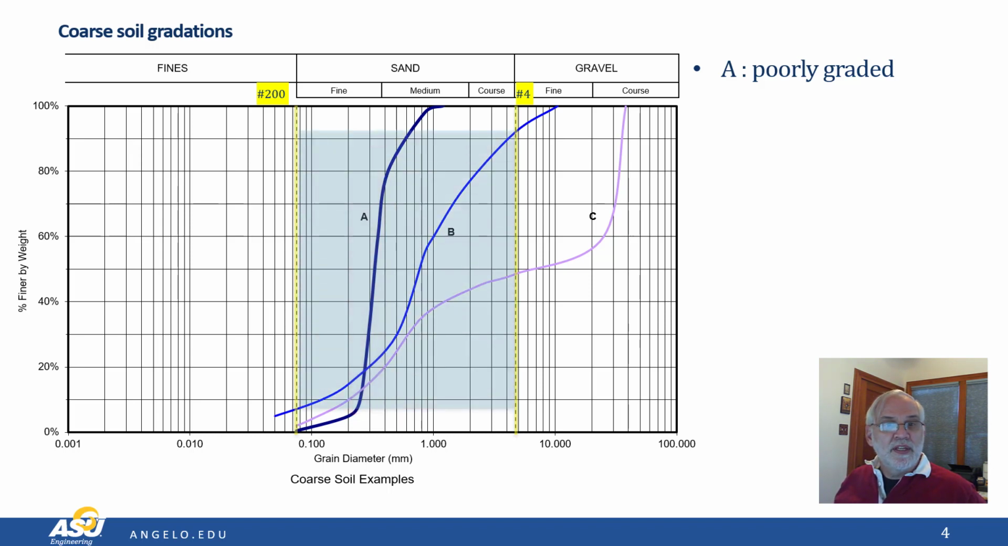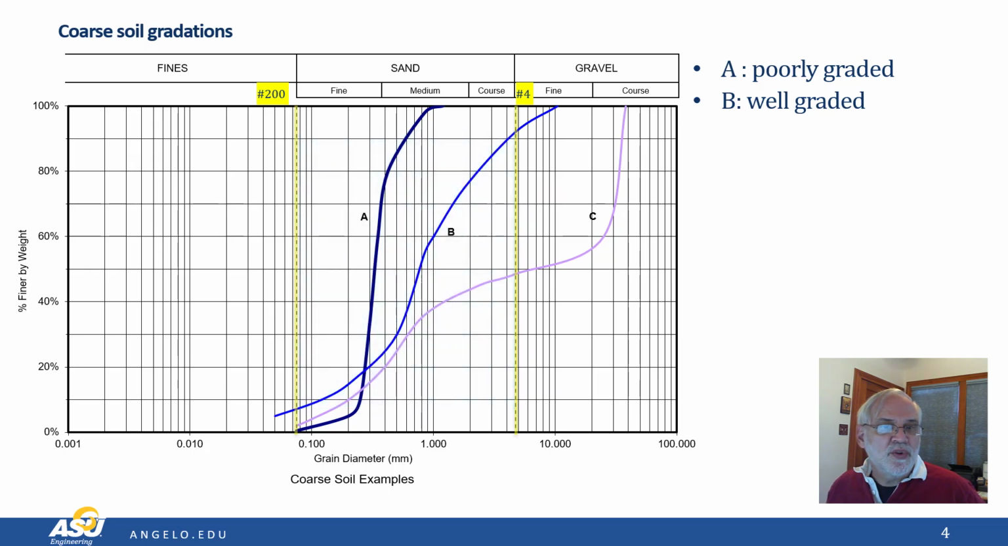In contrast, the size of particles in soil B covers a much wider range. We can see that over 80% of the soil is spread across the entire range of sand particles from less than 1/10 of a millimeter to 5 millimeters in diameter. We call a soil like this well graded because its soil particles are spread over a large range of sizes in a relatively uniform fashion.